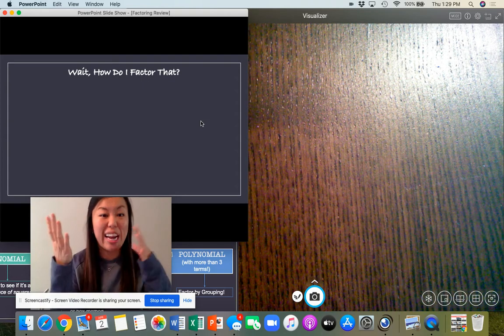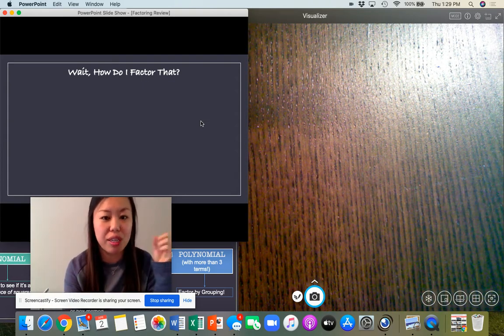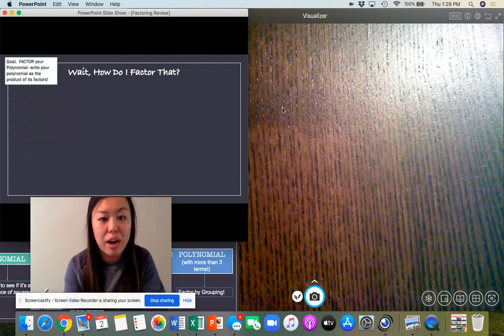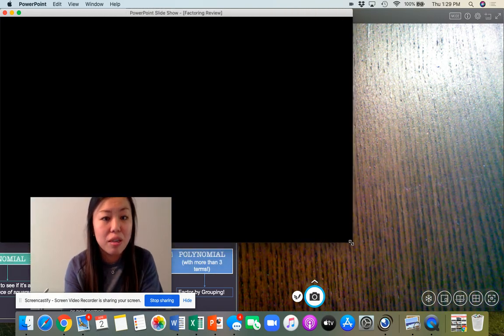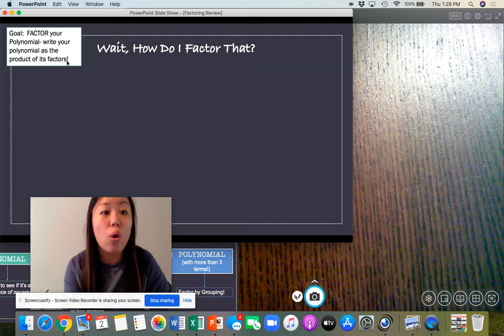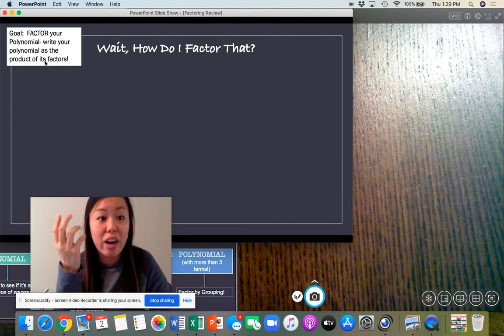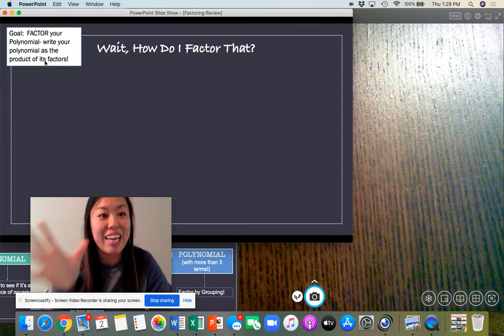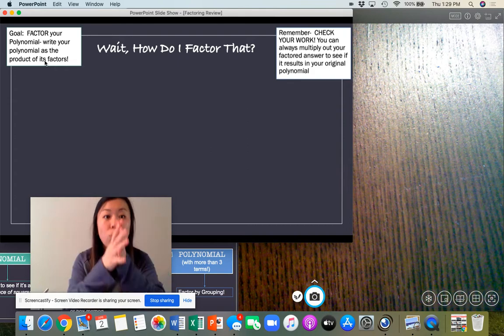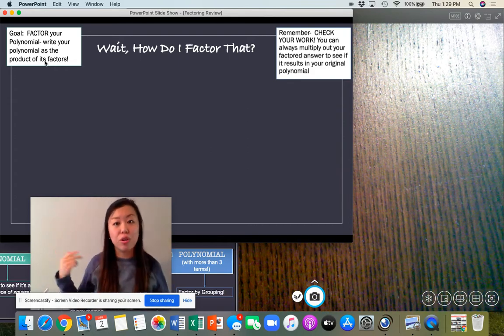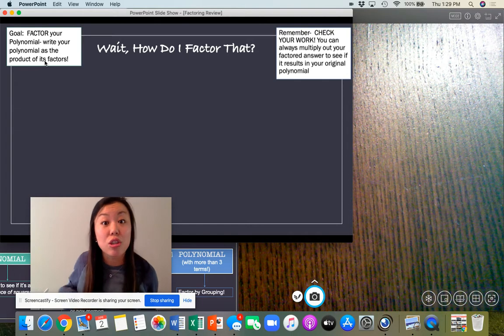So wait, how do I factor that? Let's actually go through this. Let's enlarge this. Our goal is to factor our polynomial. We want to take our polynomial and break it into all of its factors. Remember to always check your work. You should be able to get to the correct answer every single time because you should be able to multiply your answer out, and it should always equal your original expression. And if it doesn't, you know you did something wrong.